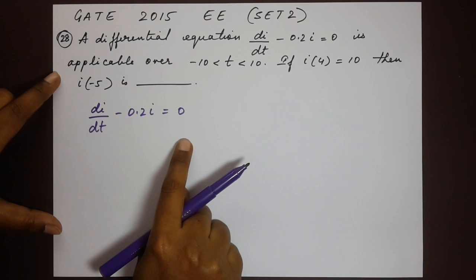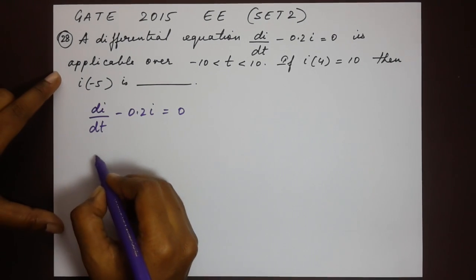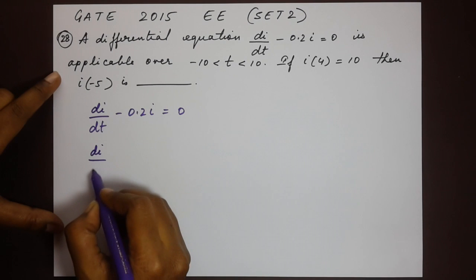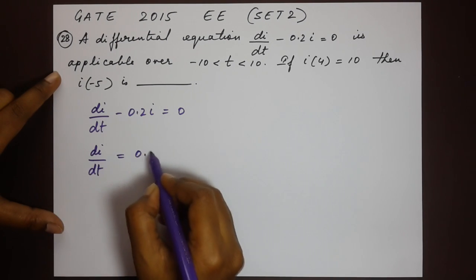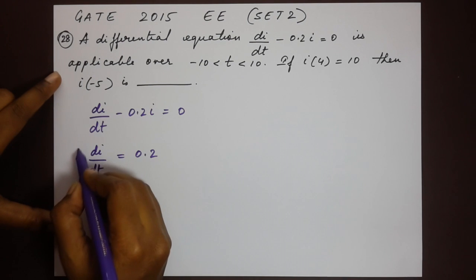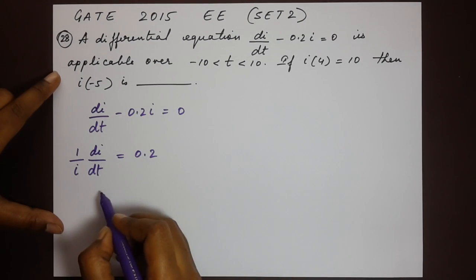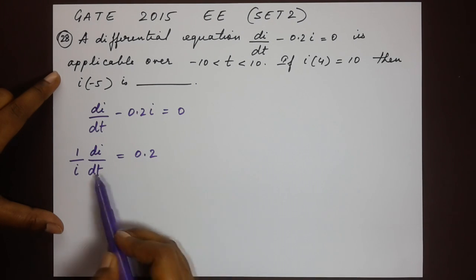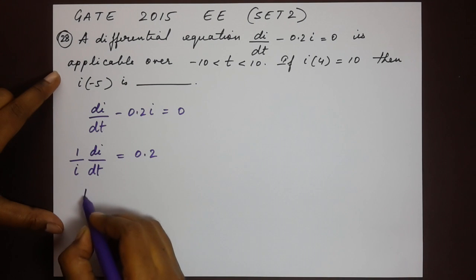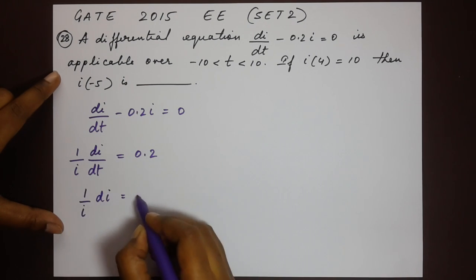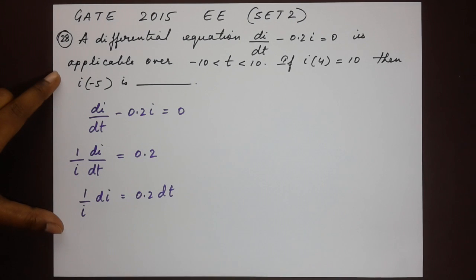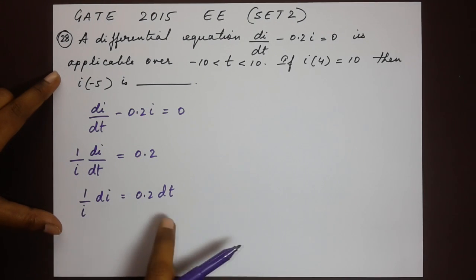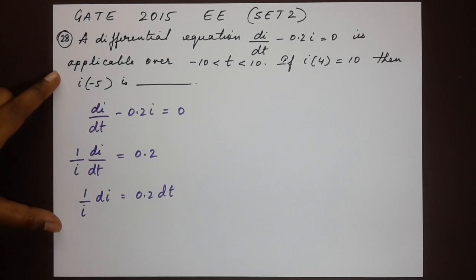Now in order to integrate this, let's separate the variables this way. I can write this as di/dt equals 0.2i, and I'd write 1/i here. So that's 1/i di/dt equals 0.2. Now I'm going to take dt to the other side: 1/i di equals 0.2 dt. Now we can integrate on both sides. Let's do that.